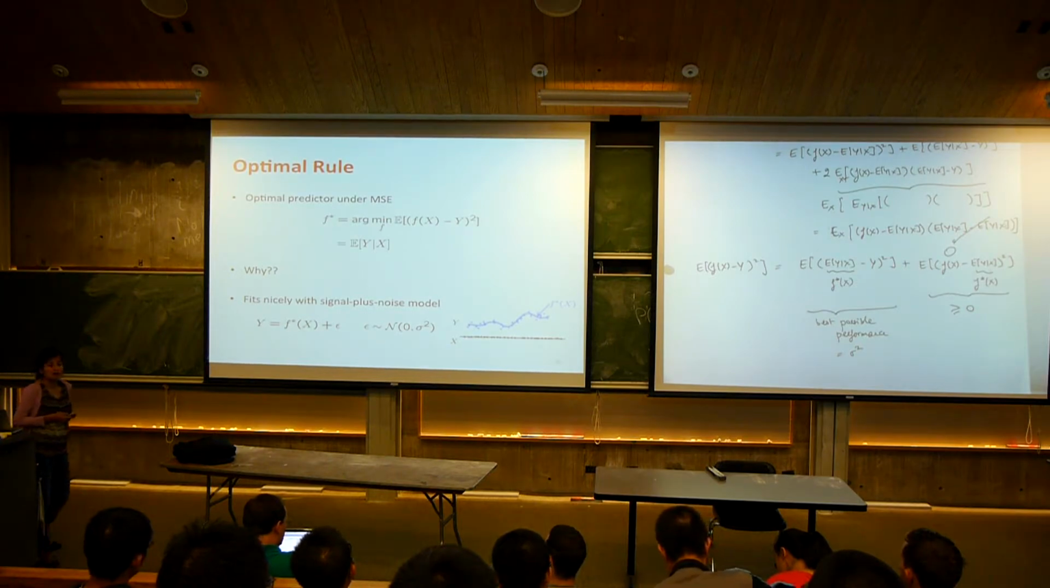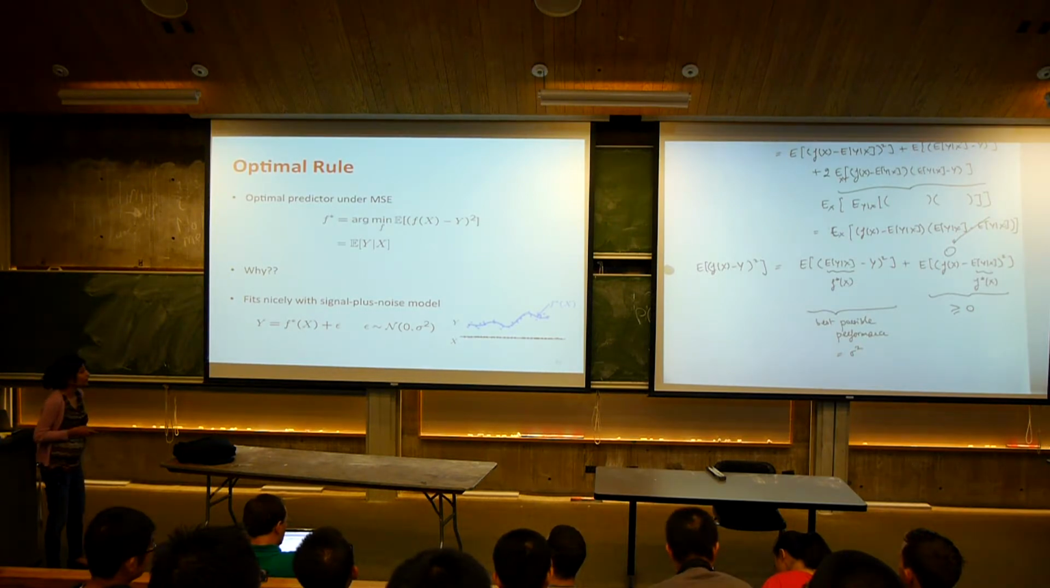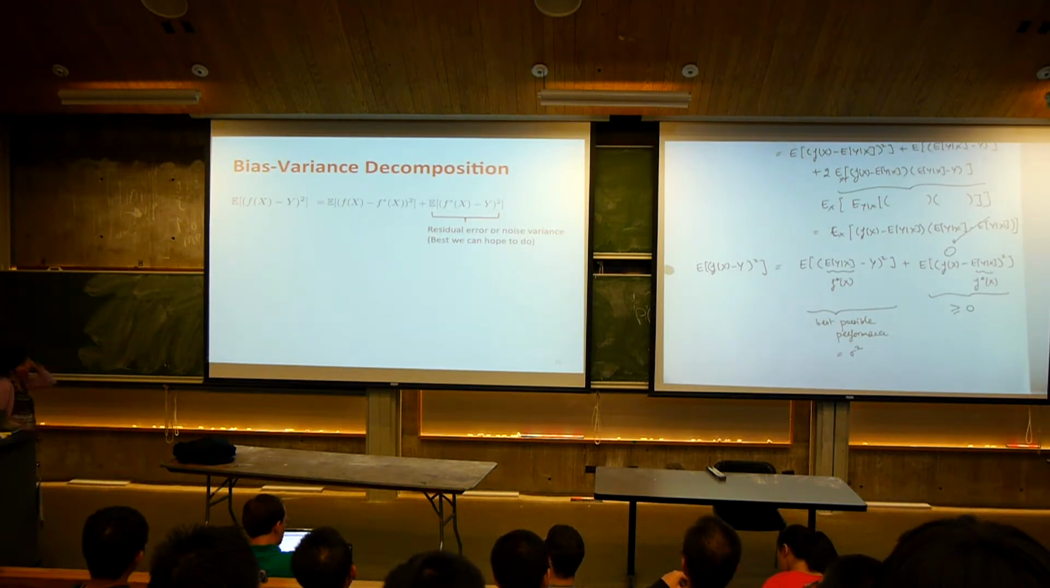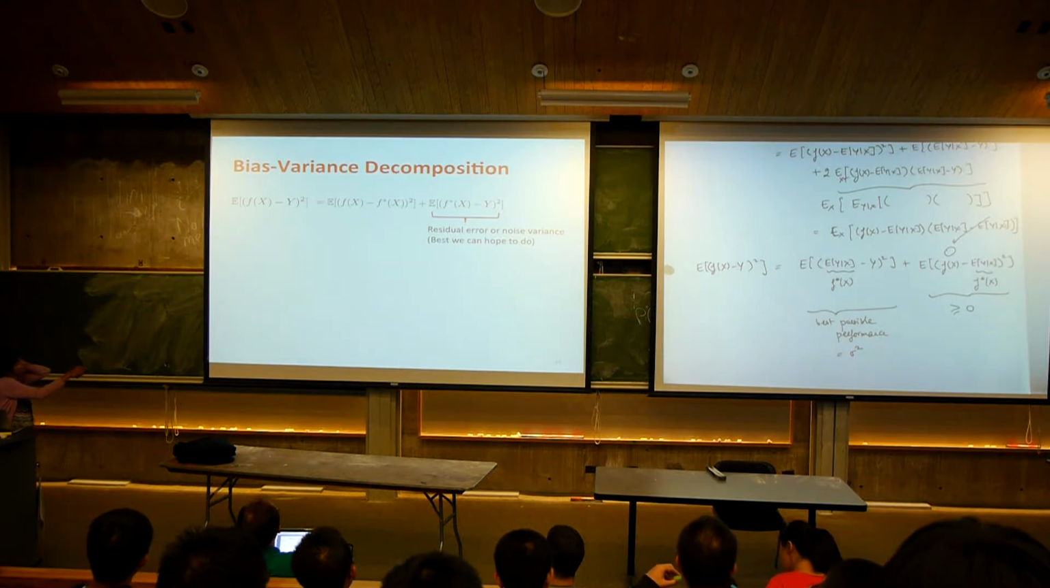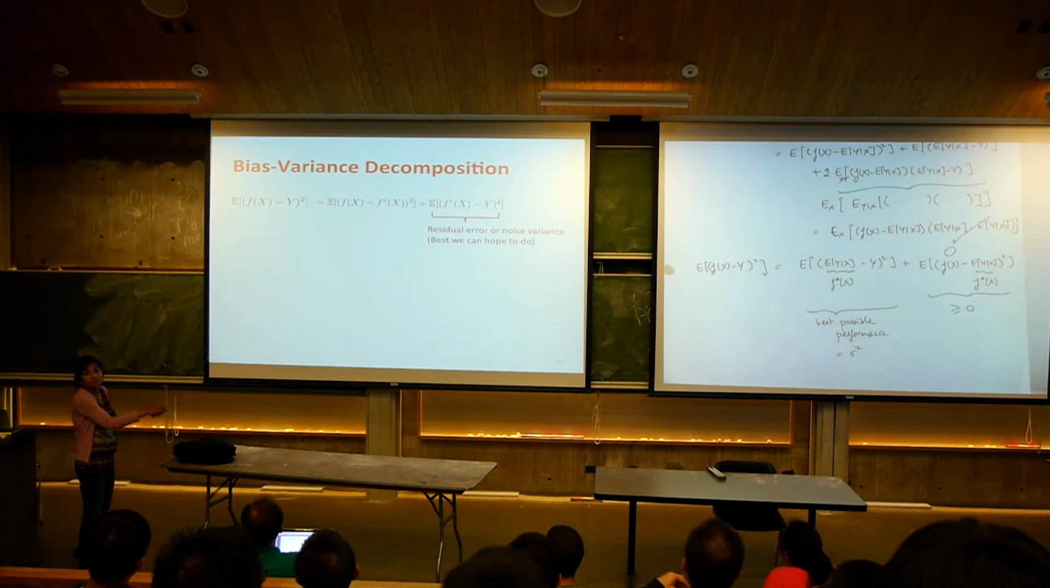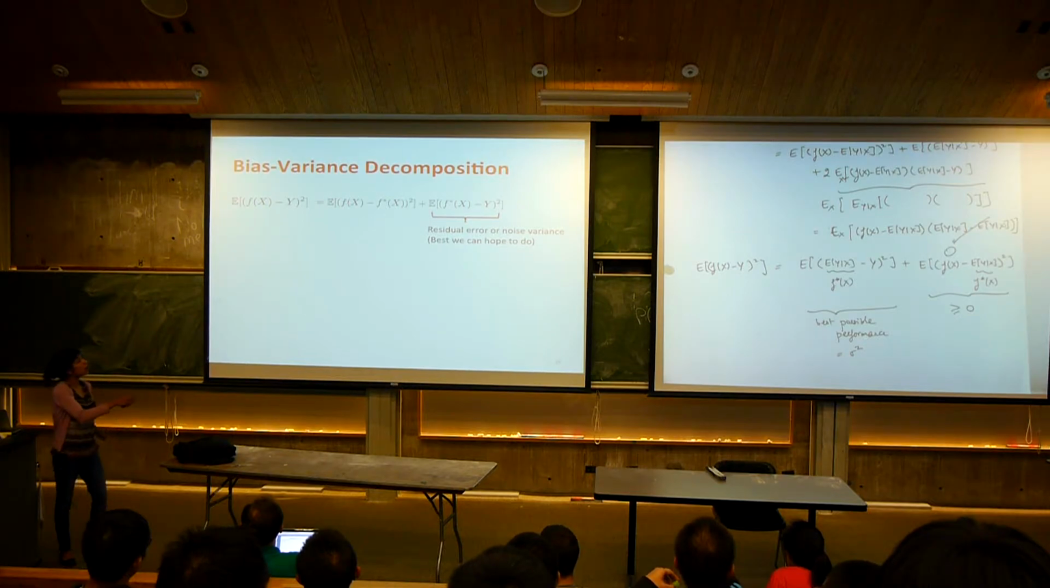Okay, so I hope that makes sense. What we have shown, and that will lead us into the bias-variance decomposition, is that for any estimator f, the mean square error can be written as this residual error, that's the best possible you can hope to get, plus an extra term which essentially says how far your estimator is from the best possible one.